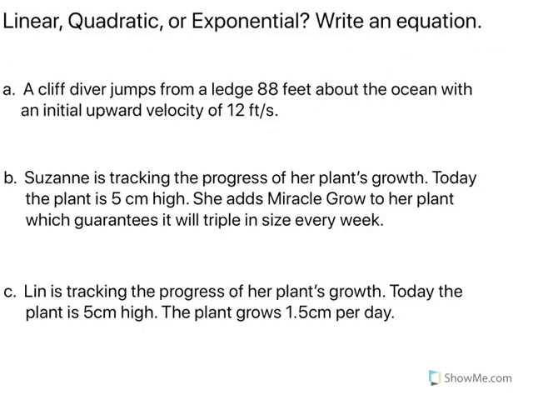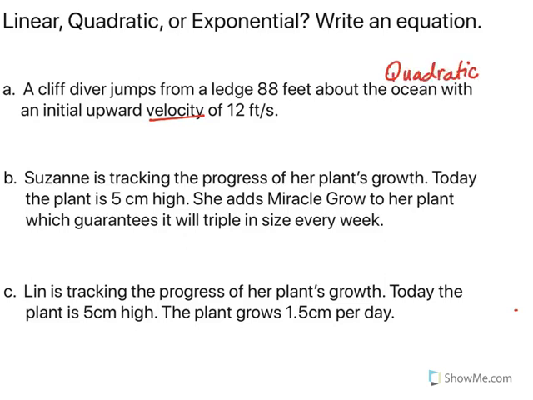When we're looking at verbal descriptions, again, we're going to determine which ones are linear, quadratic, and exponential. So as we look at this first one, we see a cliff diver jumps from a ledge 88 feet above the ocean with an initial velocity of 12 feet per second. So my velocity here tells me that this is vertical motion, and so we know that this is quadratic. We're going to write our equation for this quadratic graph.